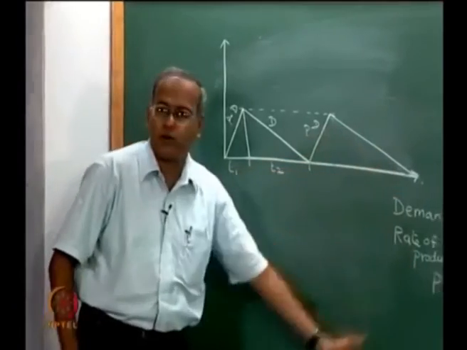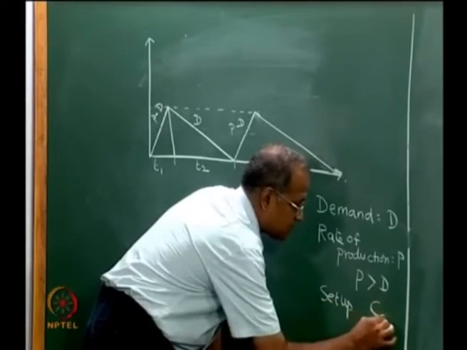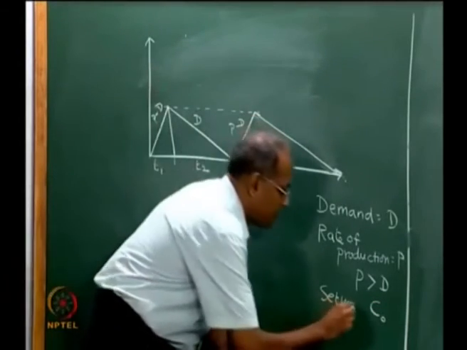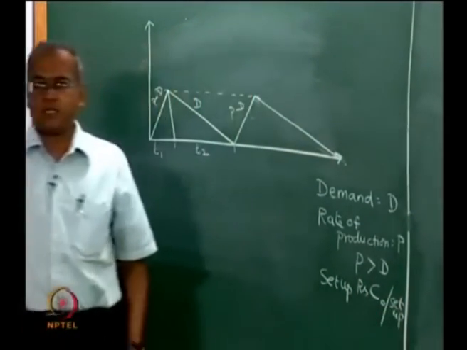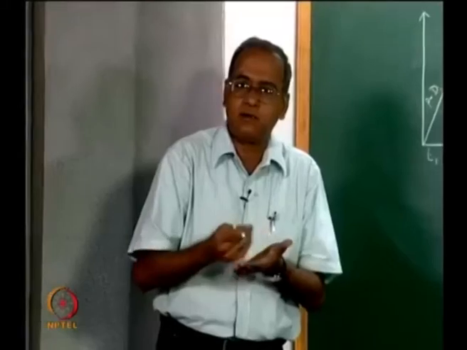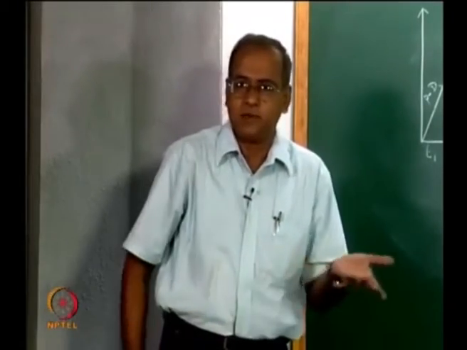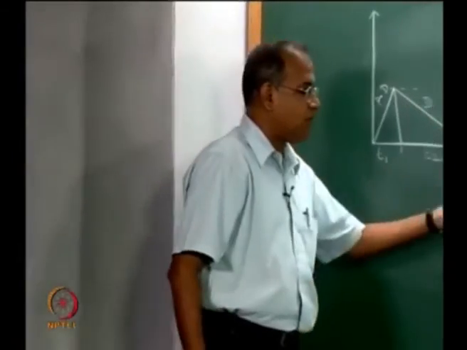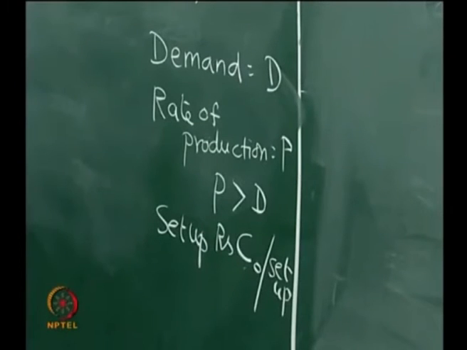Now, for the sake of uniform notation, let us assume that the setup cost has the notation C naught, rupees C naught per setup. So, every time this machine is set up to produce this item, there is a C naught per setup. This C naught is very similar to the ordering cost C naught, except that it is the cost incurred internally when the machine is being set up. For the sake of uniformity, we assume the same notation C naught as the setup cost every time this machine is set up.